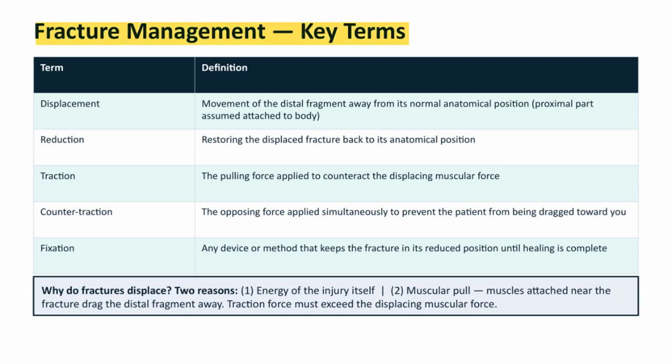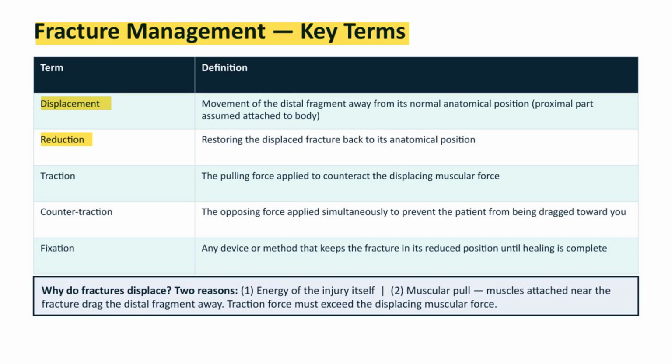With the biology out of the way, let's move into the practical side of things, how we actually manage a fracture, starting with the basic algorithm and terminology. Let's start with the key terms you must know. Displacement is the movement of the distal fragment away from its normal anatomical position. The proximal part is assumed to still be attached to the body.